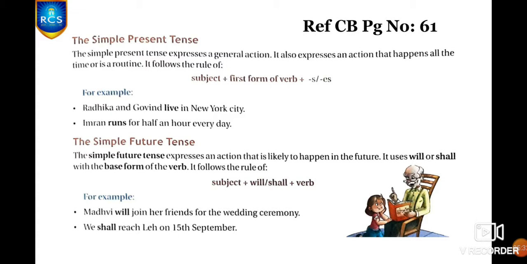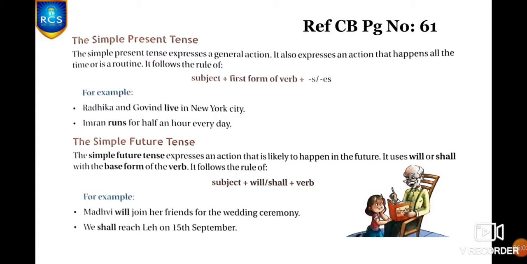It follows the rule: subject plus the first form of the verb, and we should add s or es to the verb when it comes after he, she, it, or a singular noun. Clear? For example, Radhika and Govind live in New York City. Imran runs for half an hour every day.